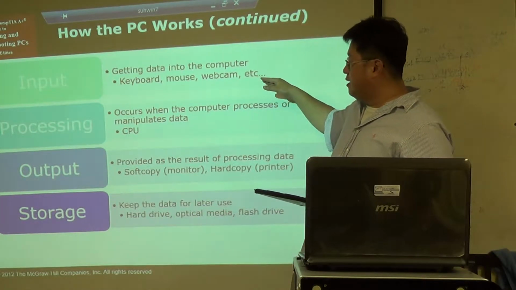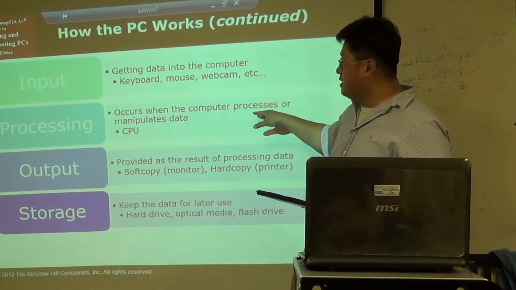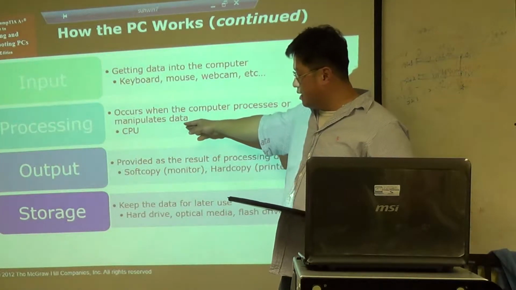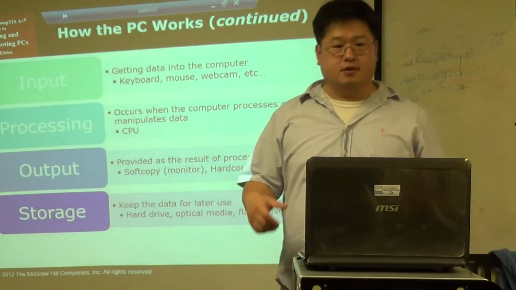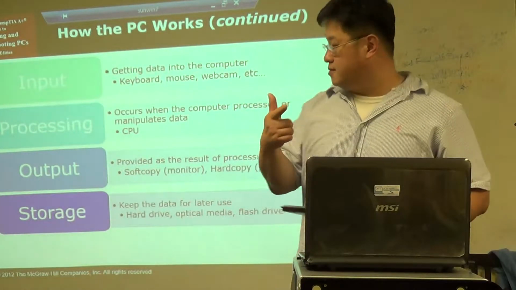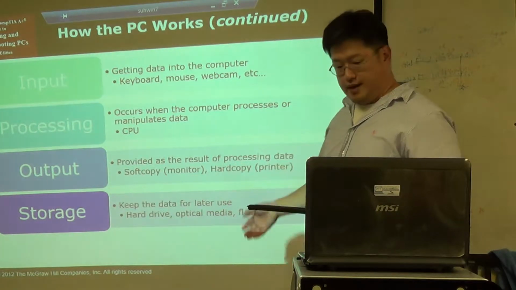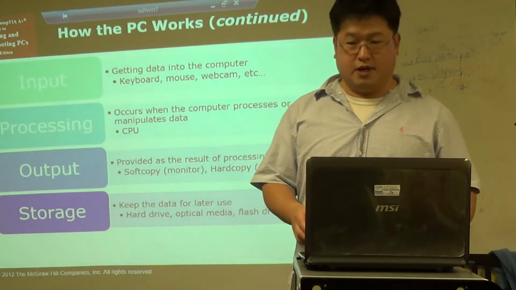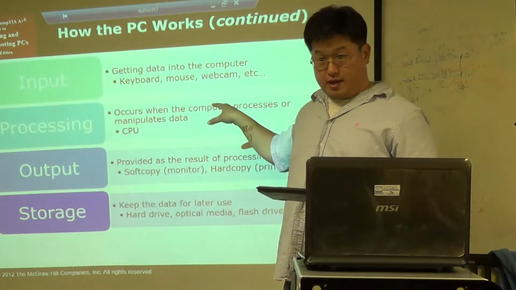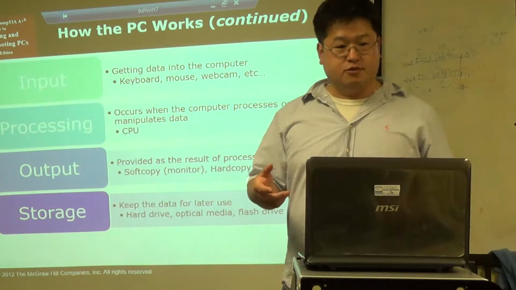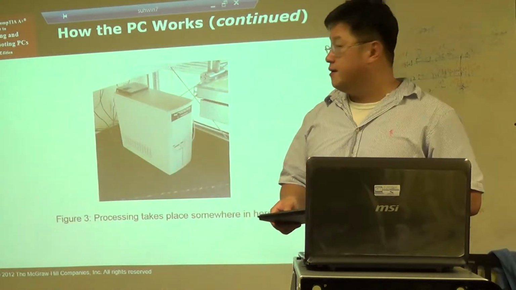And then the computer processes, manipulating data is the process. The CPU is one of the processors. Output, what is output? Screen, monitor, printer, hard copy. And then storage: basically, you store the data on the hard drive, SSD, optical media, flash drive, USBs.